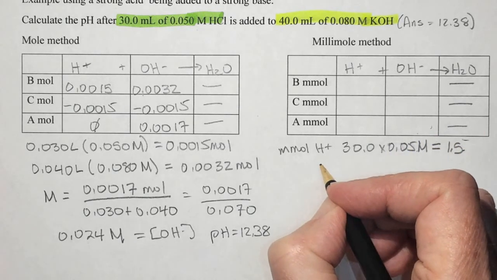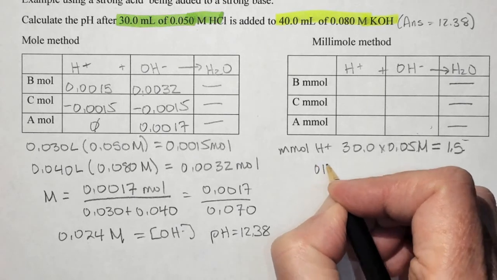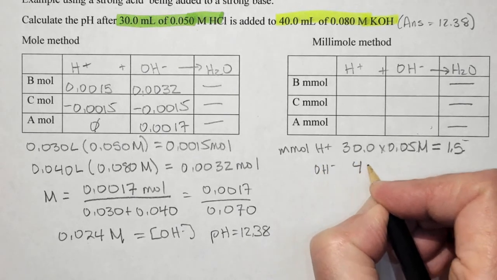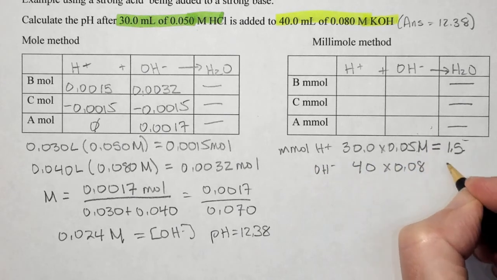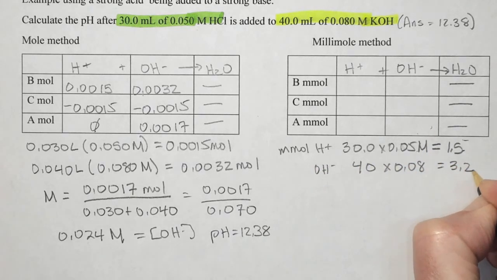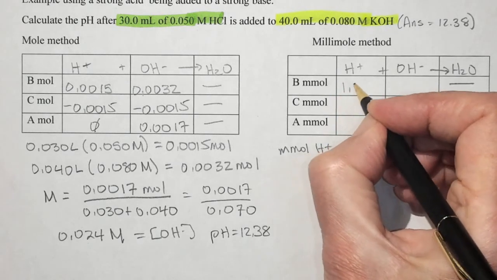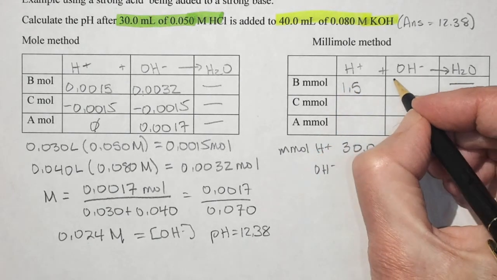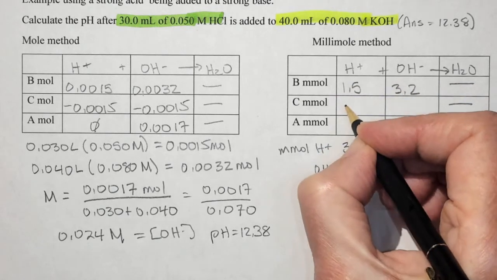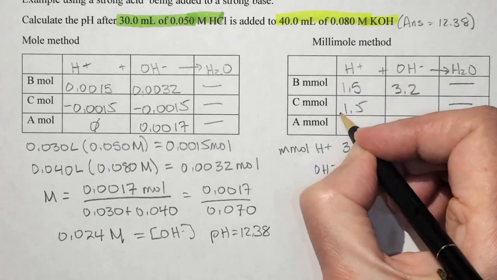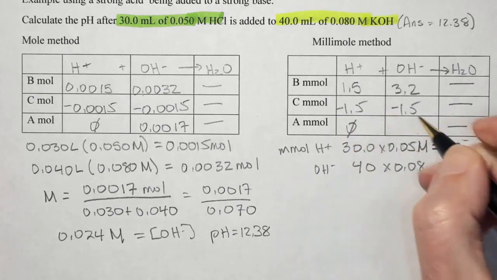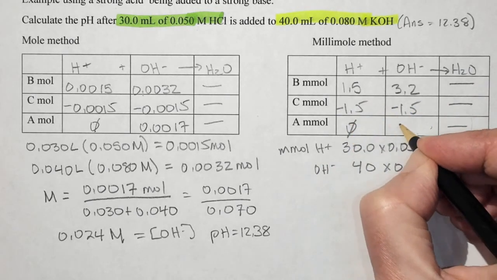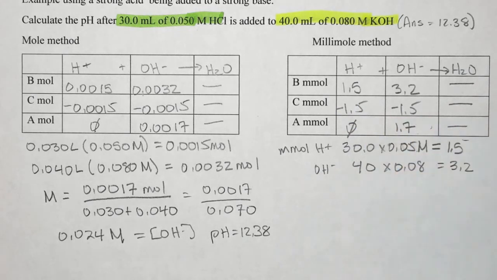And then I'm going to do the same thing with the hydroxide. And that's going to be 40 times 0.08, and that's going to be 3.2. And I put my values in, so I'm going to have 1.5 millimoles and 3.2 millimoles. 1.5 minus 1.5, 0 millimoles, and 1.7 millimoles.